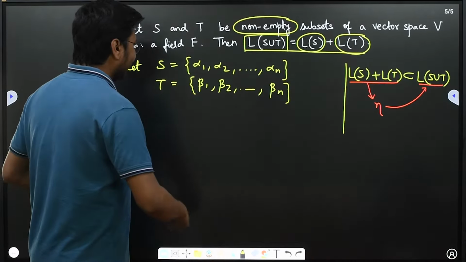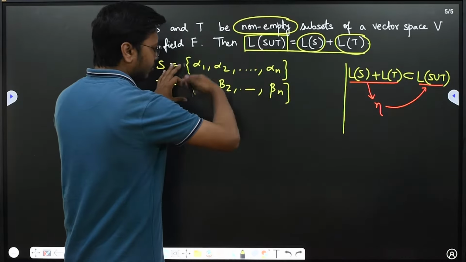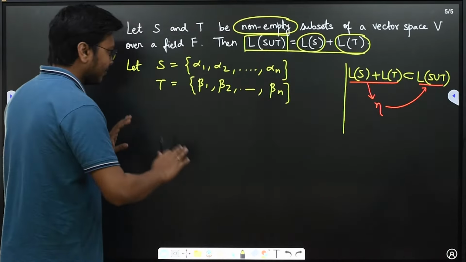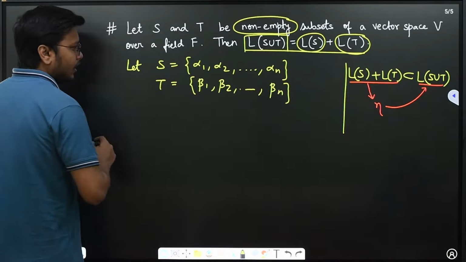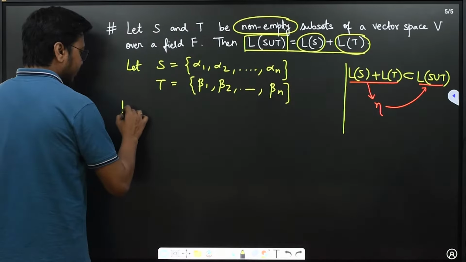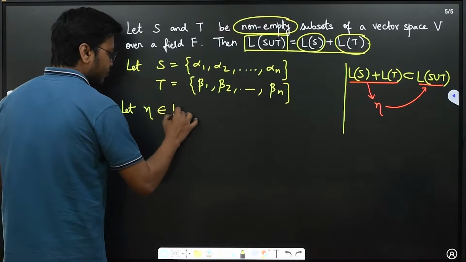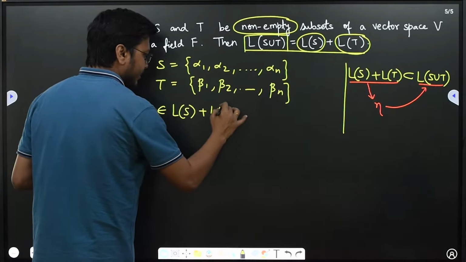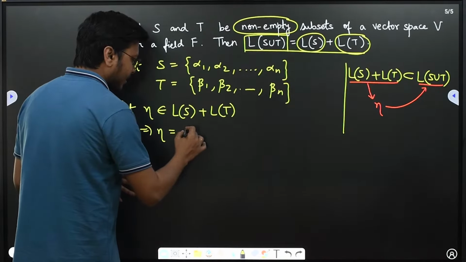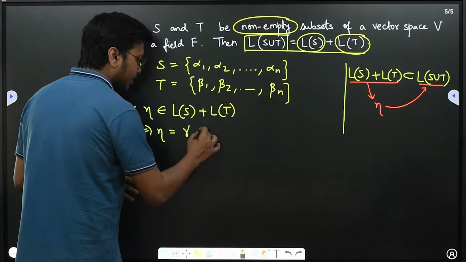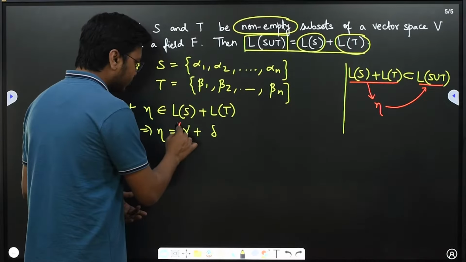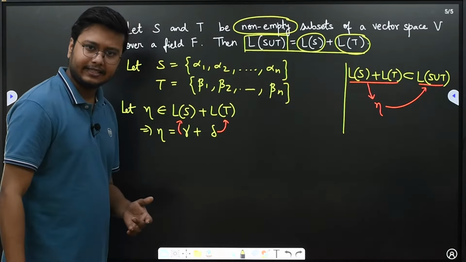Okay, and similarly S union T will be the collection of all the elements of S and all the elements of T. So I'm not writing that. Now I'm going to take an element from Ls plus Lt. Let eta belong to Ls plus Lt. That means eta can be expressed as gamma plus delta, where gamma belongs to Ls and delta belongs to Lt, right?